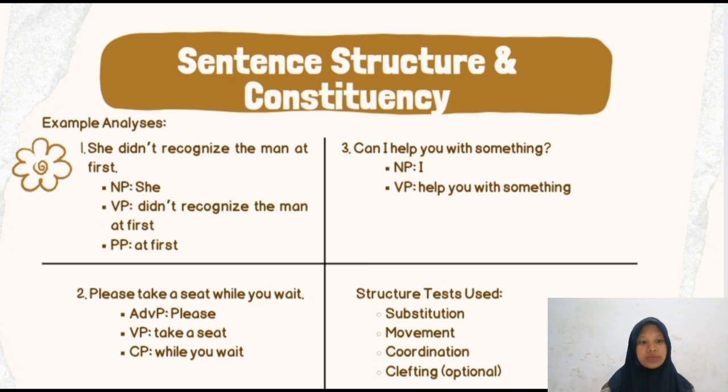The substitution test replaces part of a sentence with a pronoun or a simpler phrase. The movement test checks whether a phrase can change positions without making the sentence ungrammatical. And then the coordination test combines similar constituents. And the last is clipping, which highlights a specific part for emphasis. Together, these tests help confirm which parts of a sentence function as a single structural unit, or constituent.